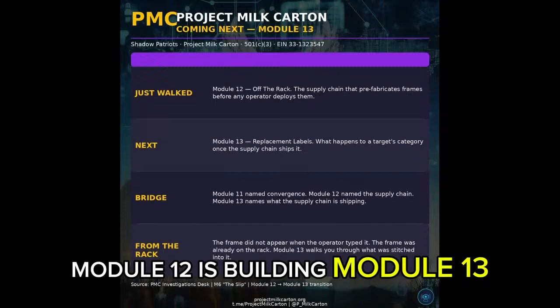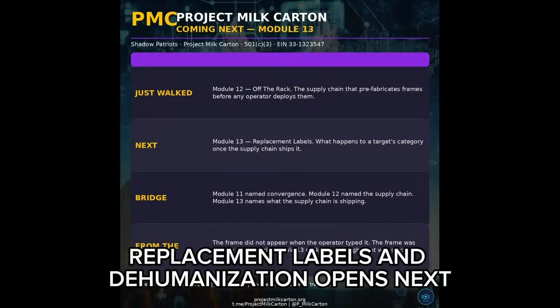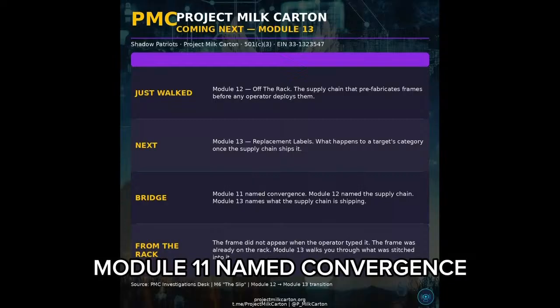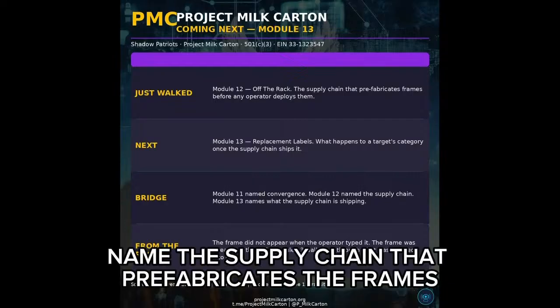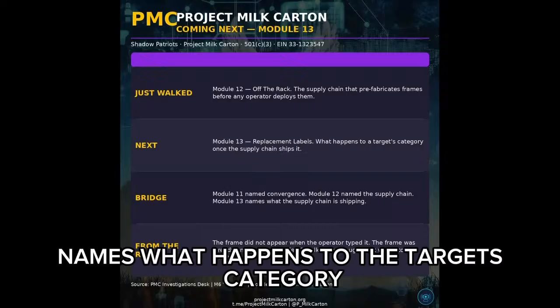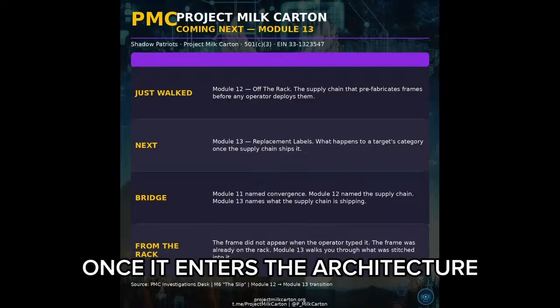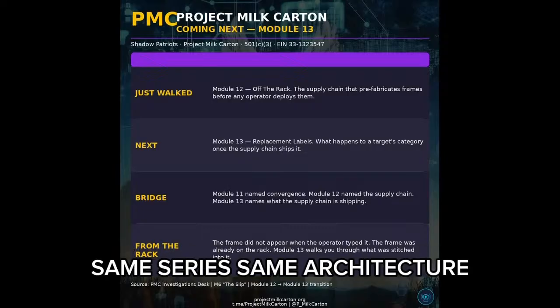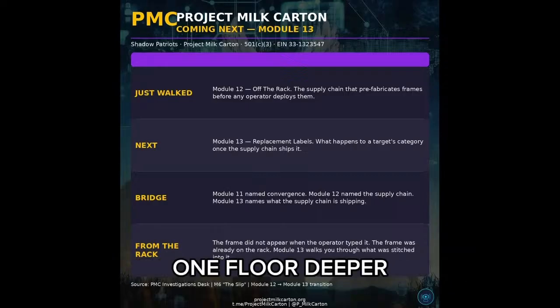Module 13, Replacement Labels and Dehumanization, opens next. Module 11 named Convergence. Module 12 named the supply chain that prefabricates the frames that converge. Module 13 names what happens to the target's category once it enters the architecture. Same series, same architecture, 1 floor deeper.